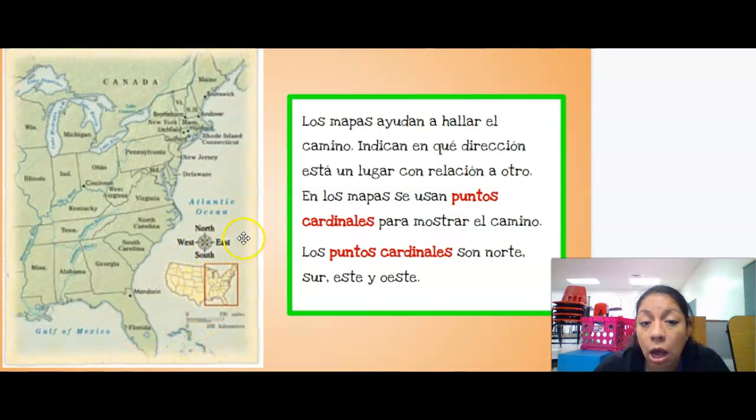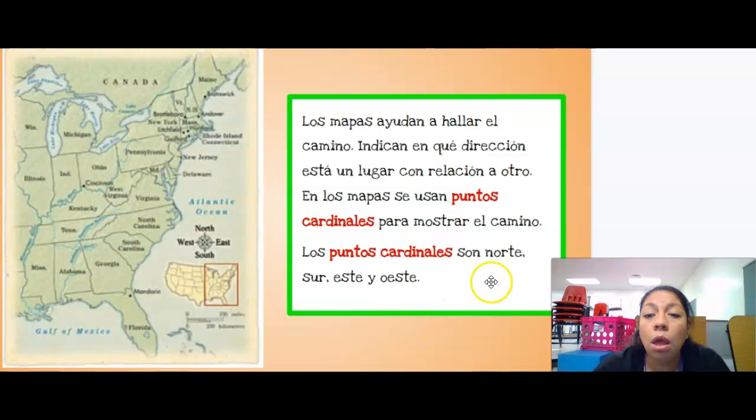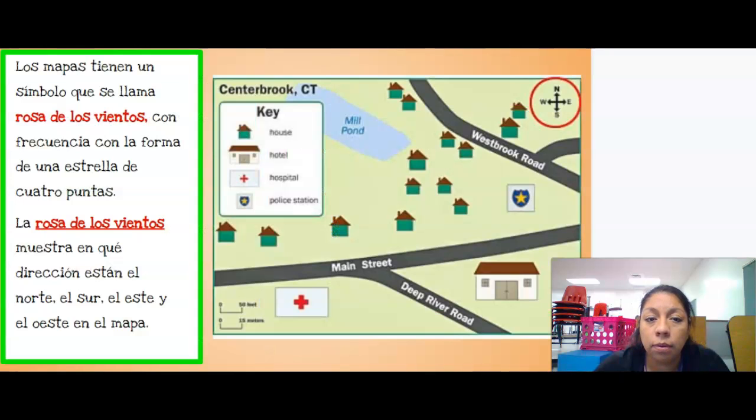So remember I said that almost all maps have cardinal points because they tell us which way we need to go. So the cardinal points are, do you remember what the cardinal points are? North, south, east, and west. Very good.